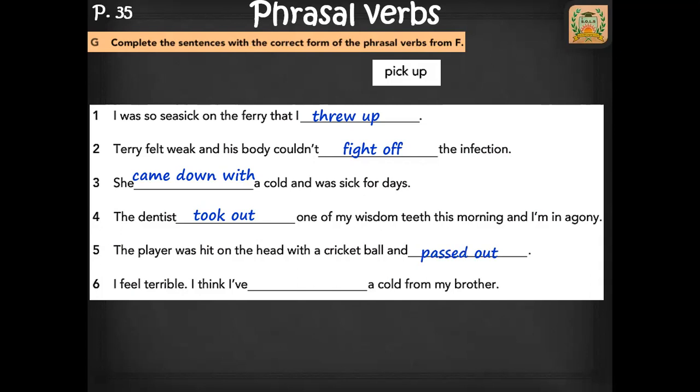I feel terrible. I think I picked up a cold from my brother. Here, the person is mentioned, not like number three. Number three, she came down with a cold and was sick for days. Number six, I think I picked up a cold from my brother. The person is mentioned. I think they are nice phrasal verbs. This unit is great. Nice vocab.